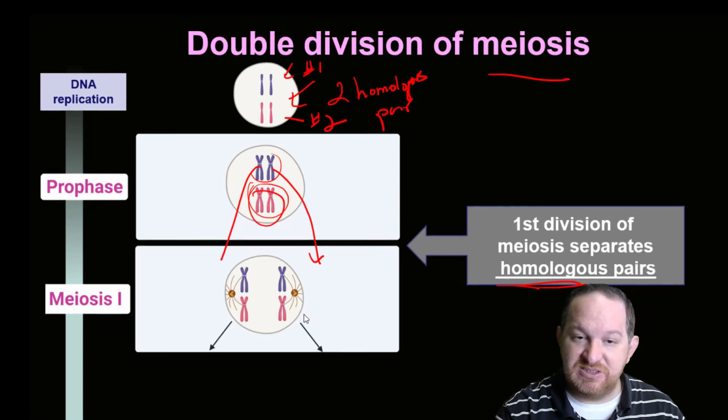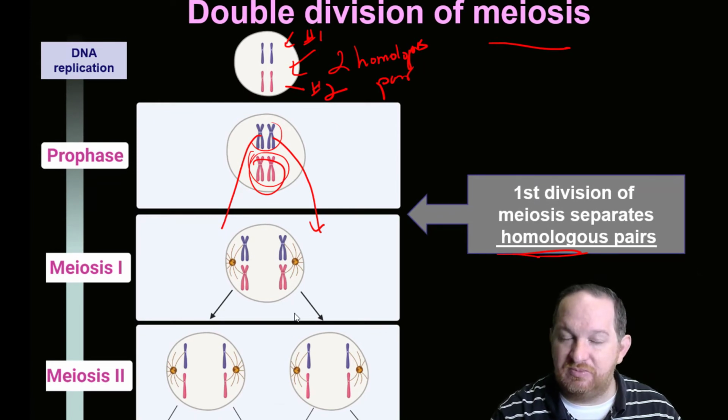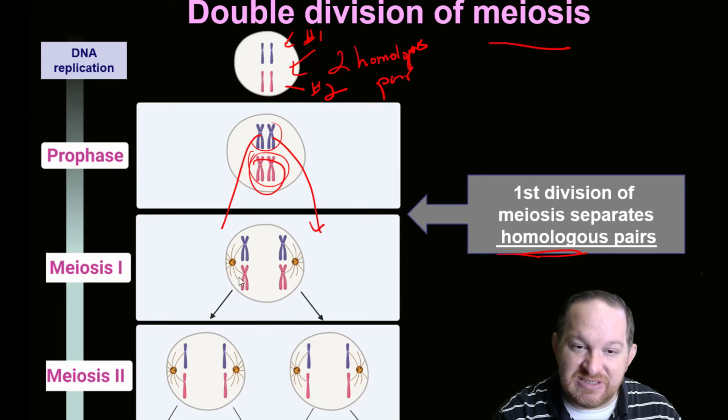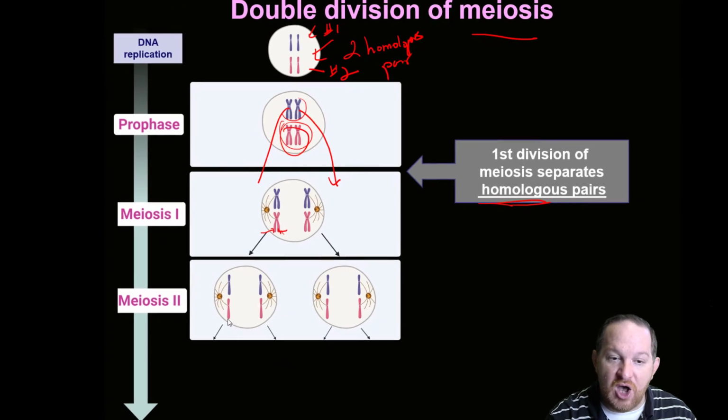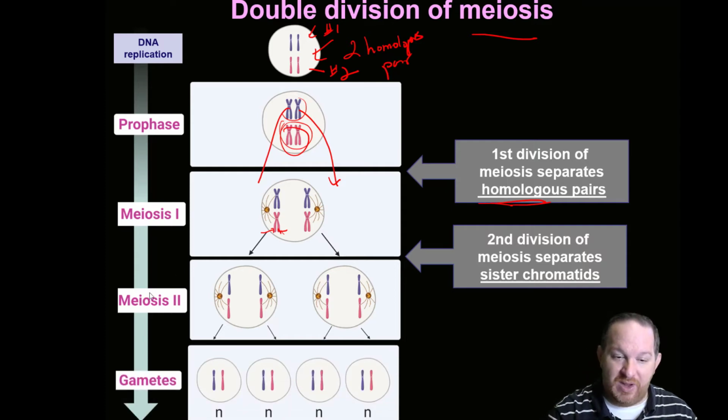Then those cells divide. All right, go through all of meiosis, and I'll go over the details of that in a minute. But in meiosis 2, notice that the sister chromatids, so there's a chromatid, there's a chromatid, those separate in meiosis 2. So the second division of meiosis is separating the sister chromatids. And what we end up with is 4 gametes, egg or sperm, that are each 1N.